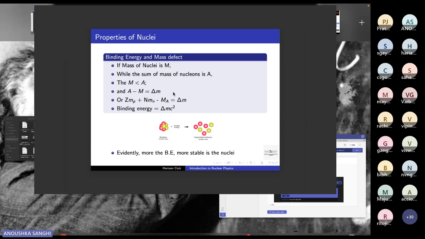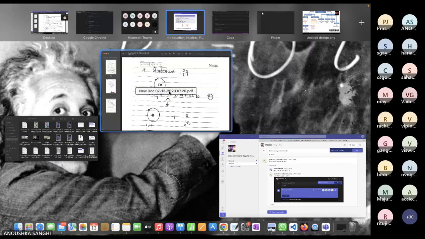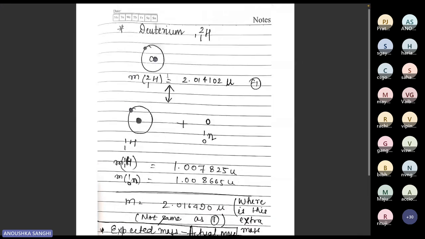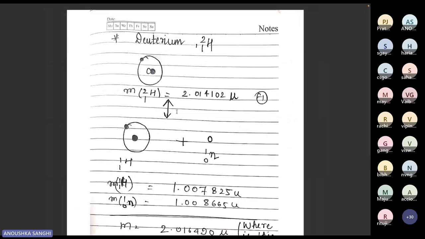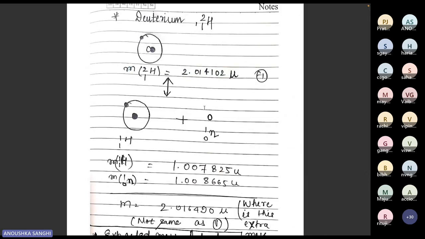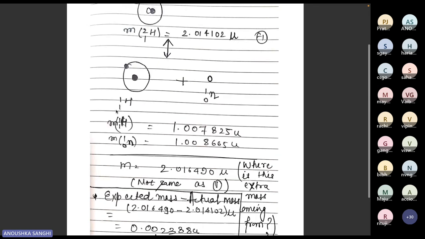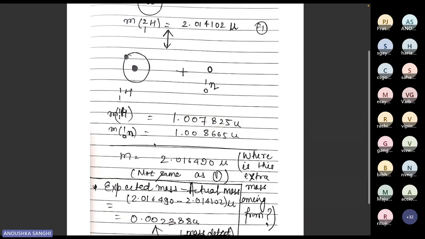We can clearly see with one example. Suppose you have this deuterium atom, and its mass is given to be this, right? Now, if I break it down into its constituent particles, we'll have one proton and one neutron. The mass of the hydrogen atom is given to be this, and the neutron is this. Now we add up, and we get the total mass as this. Now see the difference. The mass is not coming to be the same, right?